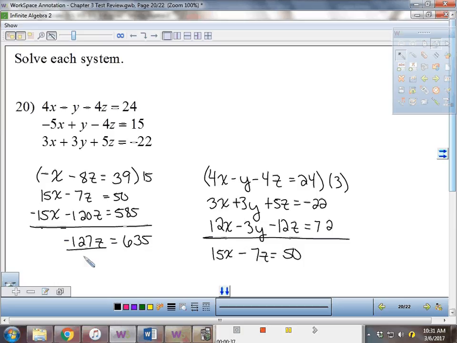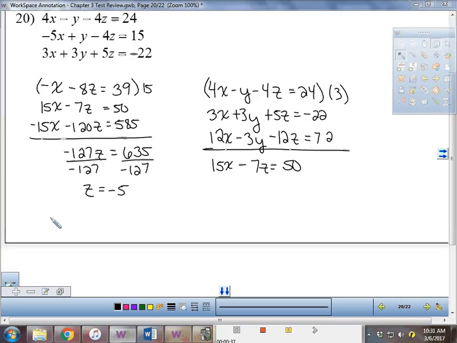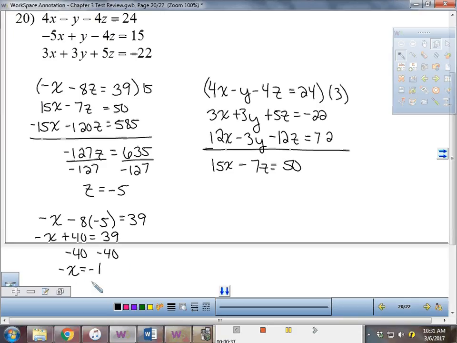Divide by the negative 127, and z is equal to negative 5. So now I can plug that back into this original equation. So I've got negative x minus 8 times negative 5 equals 39. So that's negative x plus 40 equals 39. Subtract the 40. Negative x is equal to negative 1. Divide by that negative 1, and x is 1.